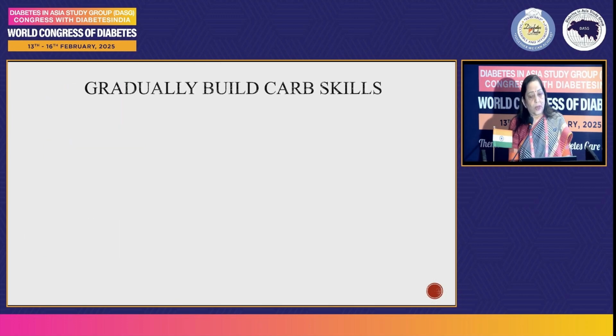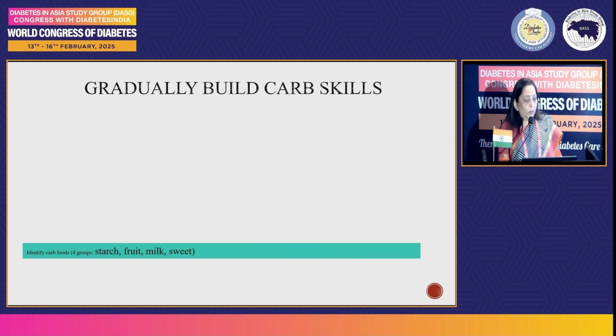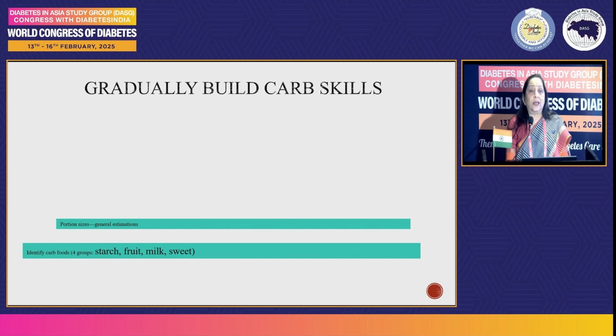To start, always emphasize that the patient identify the carbohydrate foods, because the patient doesn't know which food contains carbohydrate, protein, and fat. So you must teach the patient which foods contain carbohydrates, like starch, fruit, milk, and sweets. Then the portion size. Portion size is the most important to explain to patients. It is a general estimation like katori and glass, teaspoon, tablespoon.